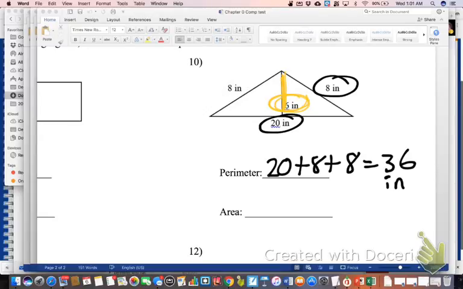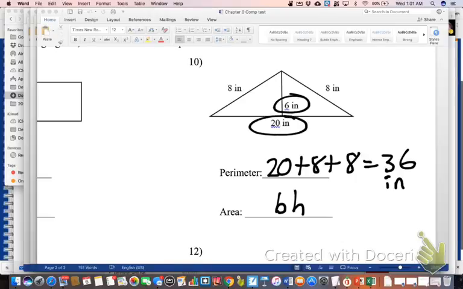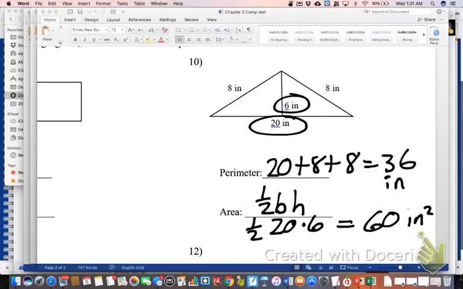Then I need to find my area. And man, we had a lot of mistakes for this one. Okay, so for the triangle, you do your base times the height. So you do 20 times 6. But a lot of you left it as is and just left it as 120. Remember, for a triangle, the formula is 1/2 times base times height. So you do 1/2 times 20 times 6, which doesn't give you 120. You cut it in half to get 60. And then don't forget about those inches squared.